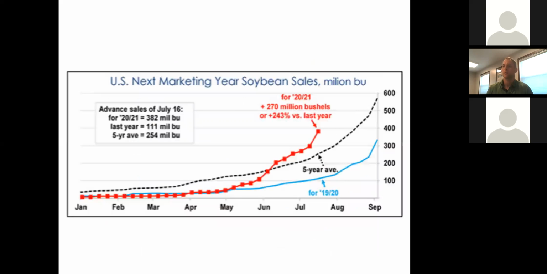This isn't super easy to see, but this is U.S. next year marketing sales. So this is sales right now that are a year away still. If you look at the 5-year average, generally at this time we've got roughly 250 million bushels sold a year away. Last year, we only had 100 million bushels sold. This year, as of today, we already have 400 million bushels sold for next year. So we are well ahead of a normal 5-year average, and drastically higher than last year at this time for export sales for the following year.